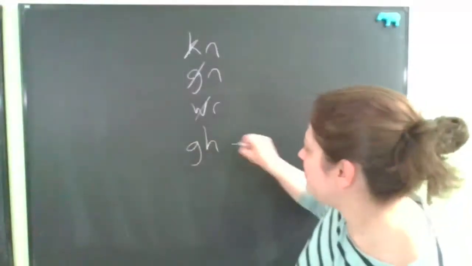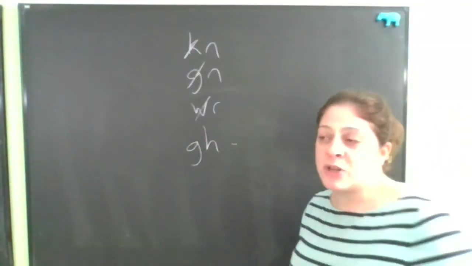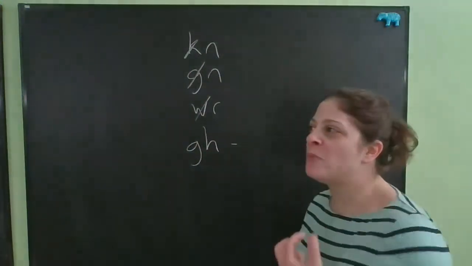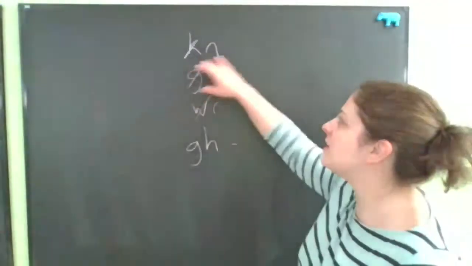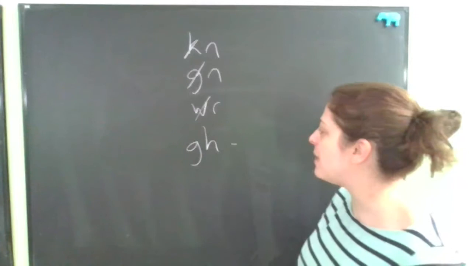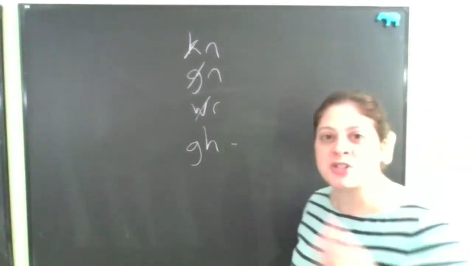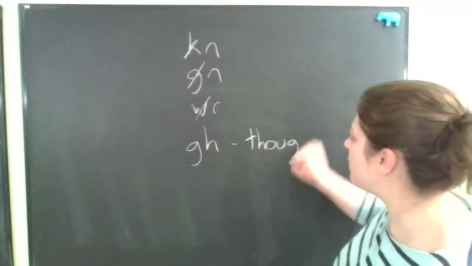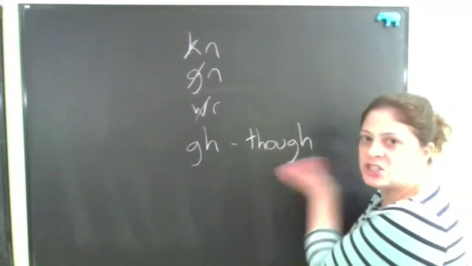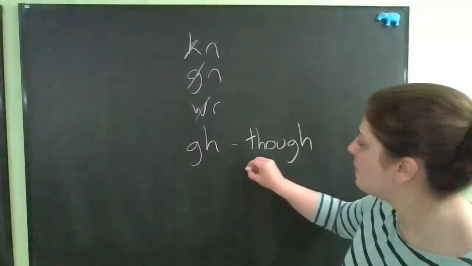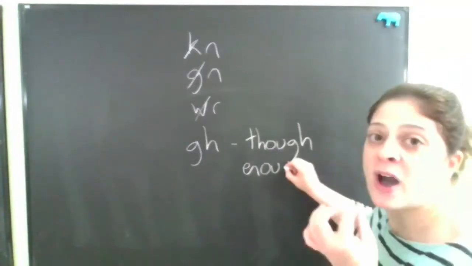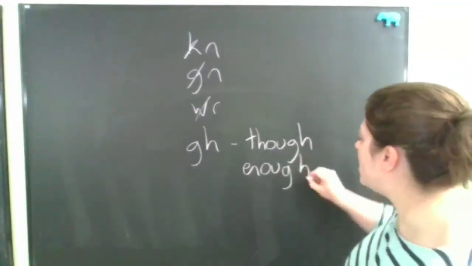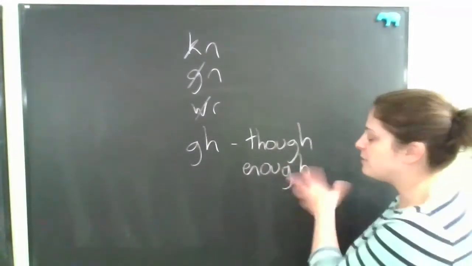GH, right? Previously was pronounced as a kind of breathy H, like knicht, right? Kind of in the back of the mouth. Now it is pronounced in one of two ways. It is either not pronounced, think of the English word though, this GH is not pronounced whatsoever, or it becomes an f sound. Think of an English word like enough, where this becomes an f sound.